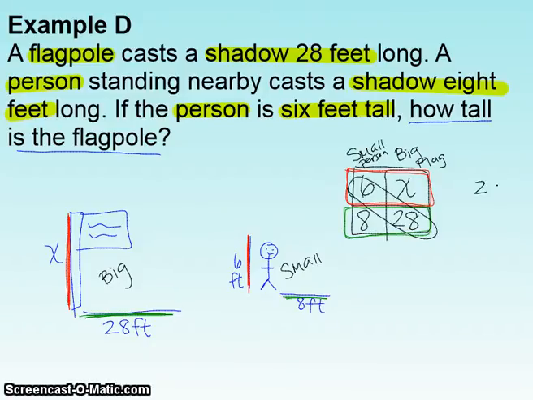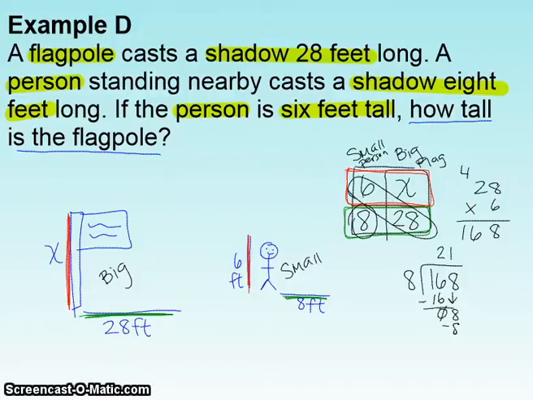So I have 28 times 6. 6 times 8 is 48. 6 times 2 is 12, and 12 plus 4 is 16. So I get 168, and then I have to divide by 8. So 168 divided by 8. 8 goes into 16 2 times. I bring down this 8. 8 goes into 8 one time. And I'm left over with no remainder. So I know that my x is 21. So my flagpole is 21 feet long, or tall, 21 feet tall.